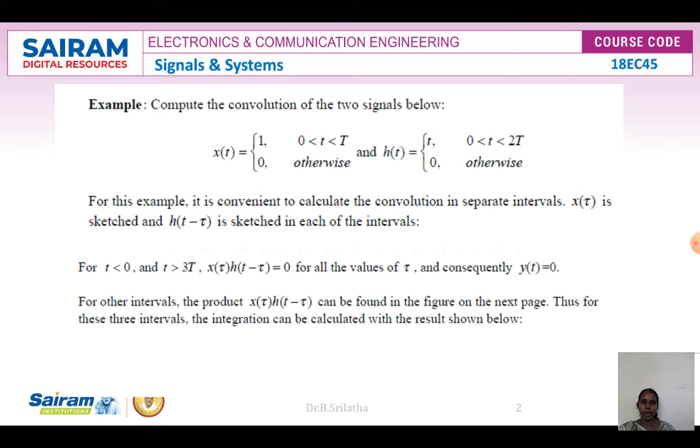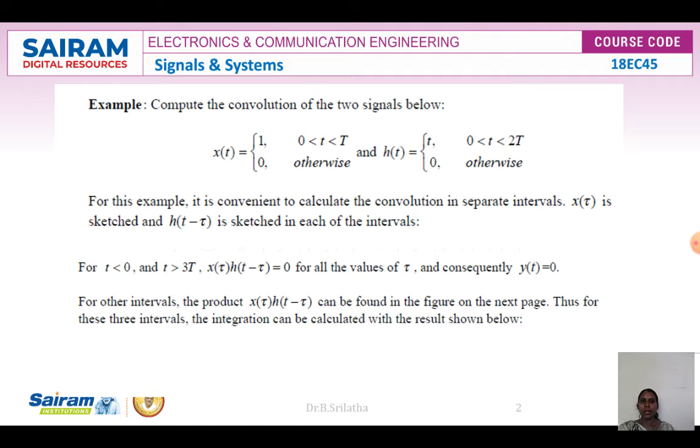x of t is 1 for 0 to T and h of t is equal to t for 0 to 2T. For this example, it is convenient to calculate the convolution in separate intervals, with x of tau and h of t minus tau sketched in each of the intervals.